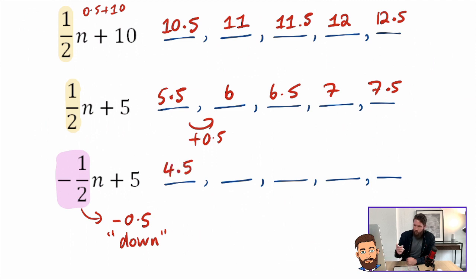So my first term would be 4.5, and it's going down by a half. So if I'm going down, I'm taking away a half. What's 4.5 take away a half? 4. 4 take away a half. 3.5. 3.5 take away a half. 3. 3 take away a half. 2.5.